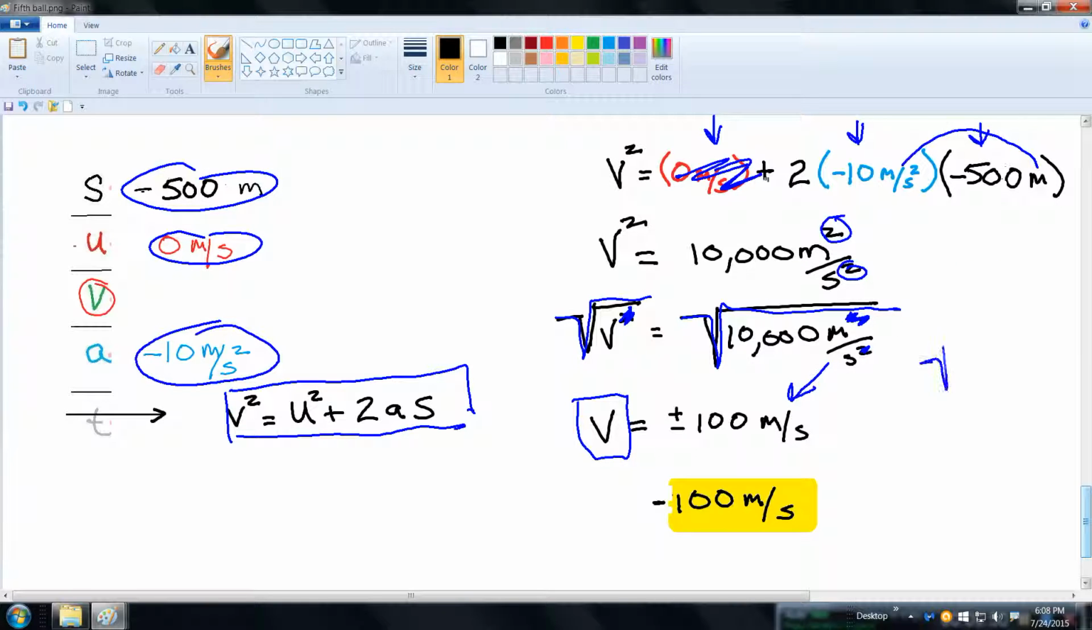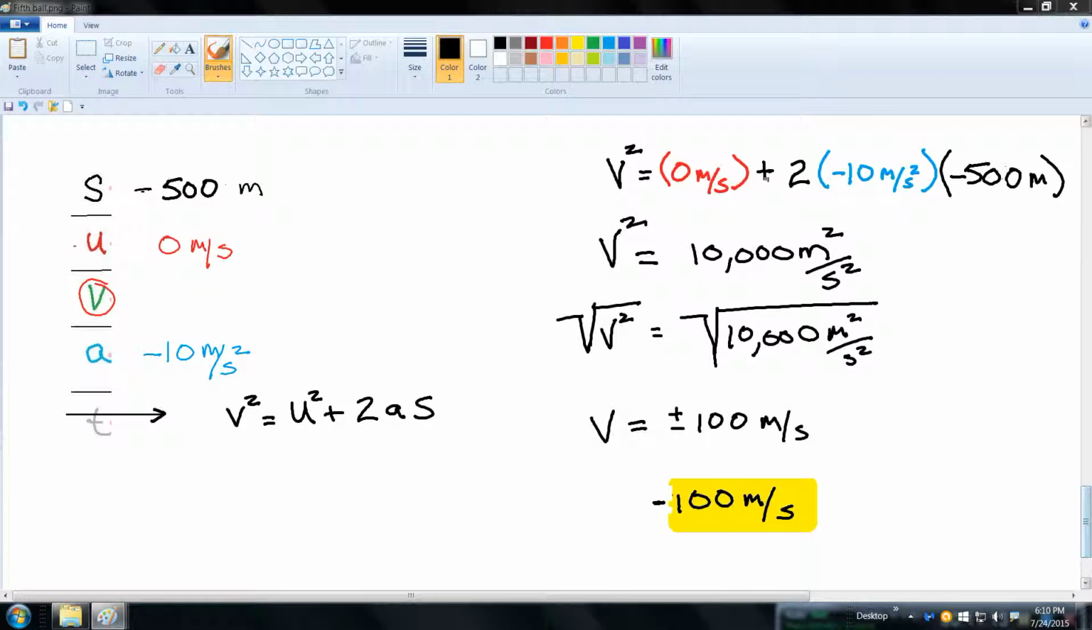Now remember, when you take the square root of 9, for example, in actuality you get plus or minus 3. So here we get plus or minus 100 meters per second, and we're going to choose the minus because we already said that down from the 0 point is negative. So there's our answer, minus 100 meters per second.